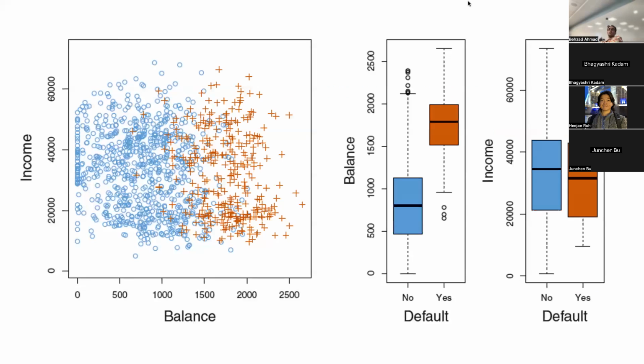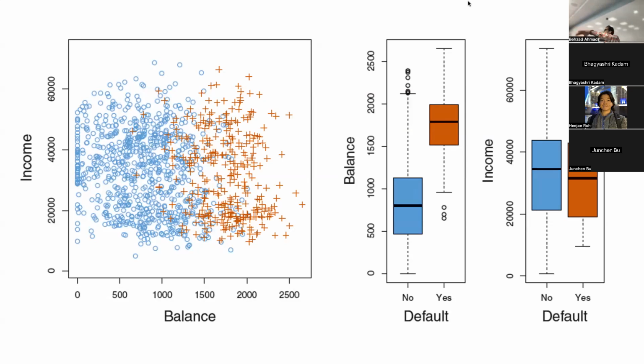So just to give you the picture of the problem, it's still three-dimensional because you have income, you have balance, and then you have the class itself. So we are showing the defaults with the pluses, I guess, and the non-defaults with the circles.